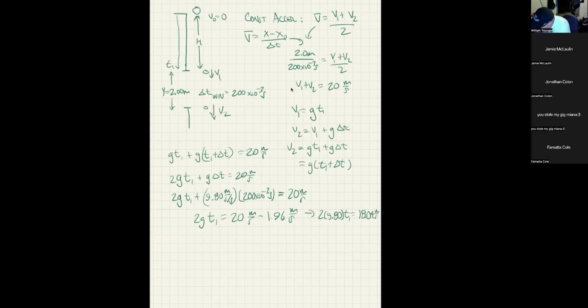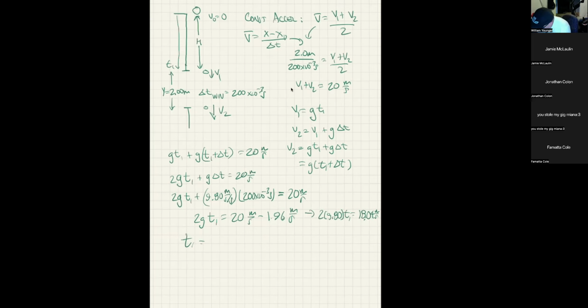So t1, which I don't really need, but it's going to help me figure out what's going on with the height. So t1 is going to be 18.04 divided by 2 times 9.8. So I say divided by parentheses 2 times 9.8.